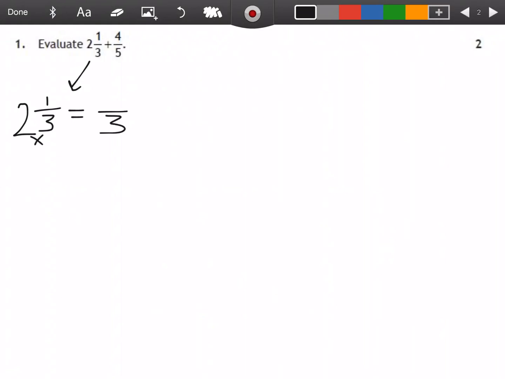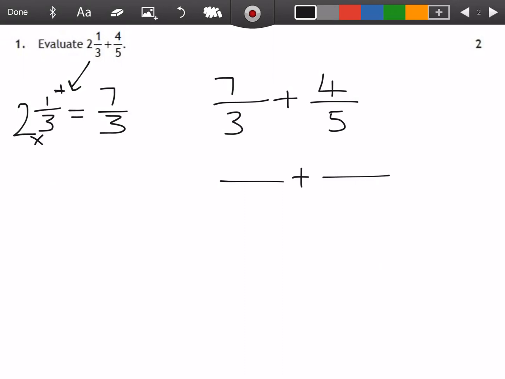2 times 3, add on the 1. 6 add 1 is 7. So 2 1/3 can be written as 7/3. So we're going to do 7/3 add 4/5. And as I mentioned, we need a common denominator, okay? Common denominator, what do 3 and 5 both go into? A number that's divisible by 3 and 5 would be 15.